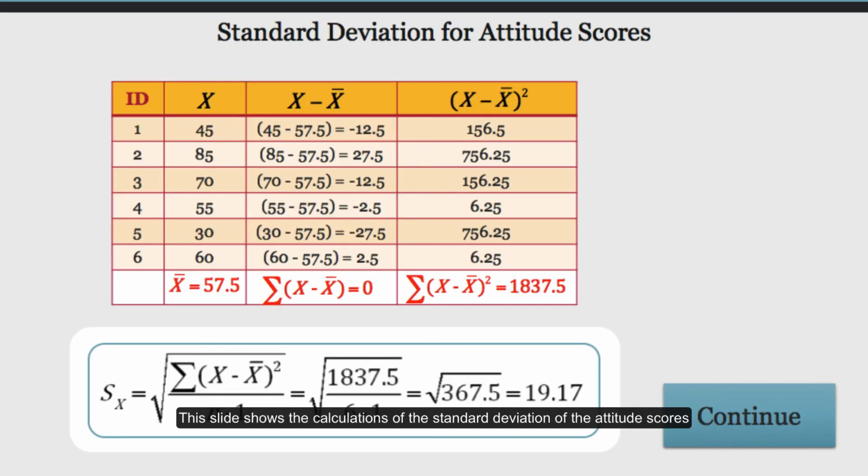This slide shows the calculations of the standard deviation of the attitude scores for the 6 students. The sample mean attitude score, shown at the bottom of the second column in the table, is subtracted from each observed attitude score, shown in the second column, to create deviation scores. See the third column in the table. Each deviation score is squared, and these squared deviation scores are added together to obtain the sum of squares. See the fourth column. The sum of squares is divided by n-1 to obtain the variance. Finally, the square root of the variance is the standard deviation.